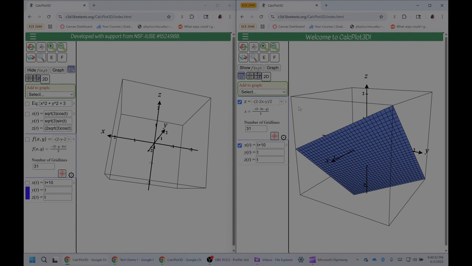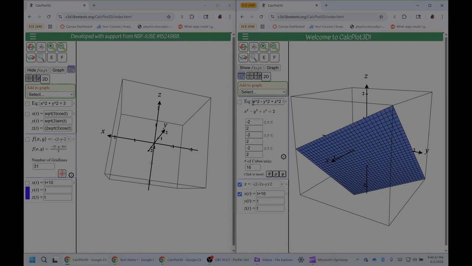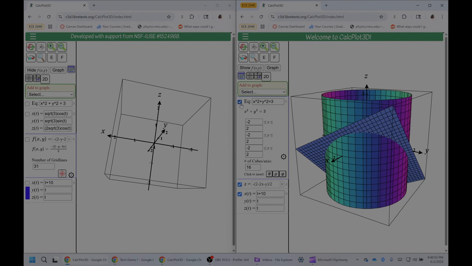So now we have that plane, we can do the cylinder. The cylinder is also simple. It just requires an implicit surface. I'm going to just plug in the equation, which is x squared plus y squared equals 3. And then bam, we get the cylinder.